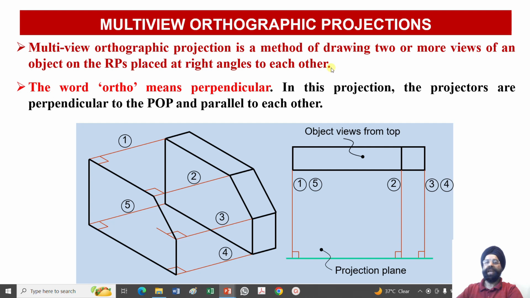So, what are those planes which are at right angles to each other? These are the horizontal plane, vertical plane, and the profile plane. We will see the 3D representation of all these planes in a while.